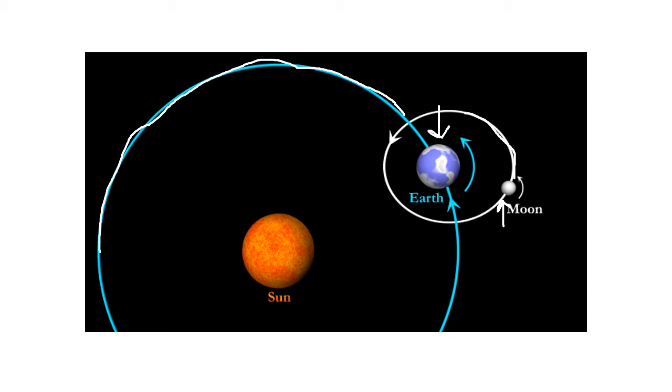All of this is happening because of the force of gravity. So gravity pulls on objects and pulls them towards their center. So the sun is pulling on us, and then we on Earth are also pulling on the moon.